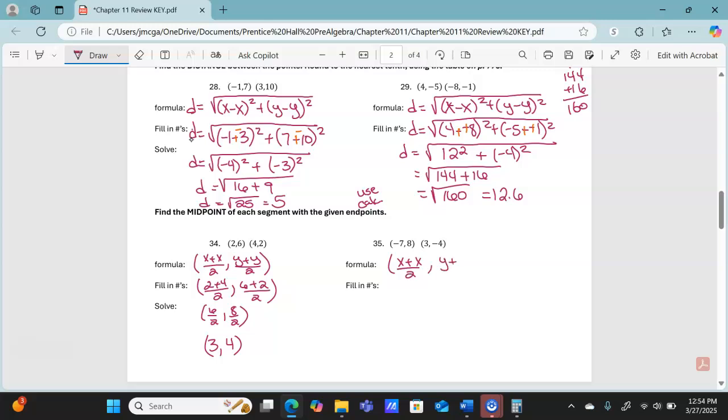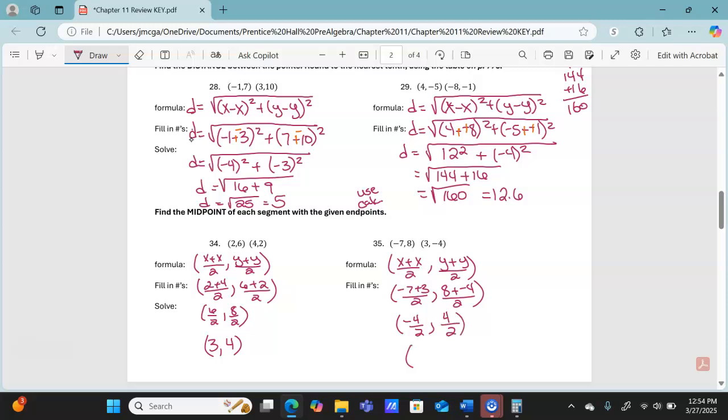And again, our formula again. So we have -7 plus 3 over 2 and 8 plus a -4 over 2. Both of these ended up as whole numbers. -7, +3, the signs are different. Find the difference and keep the sign of the larger. Same thing happens here. Find the difference, keep the sign of the larger.